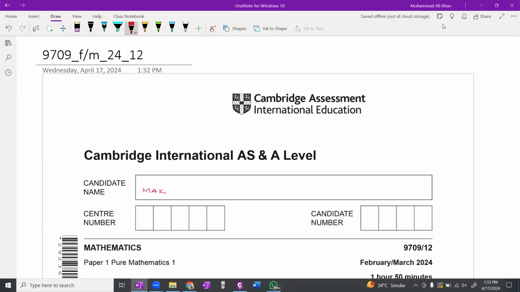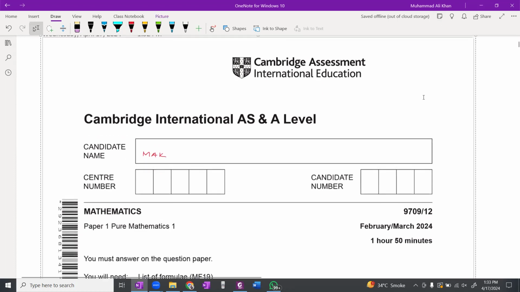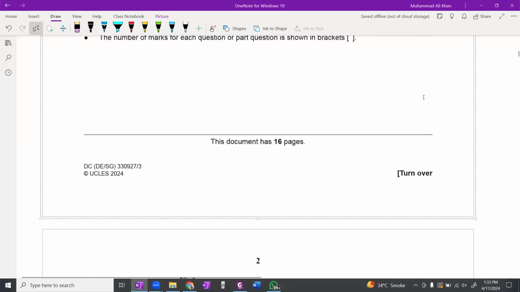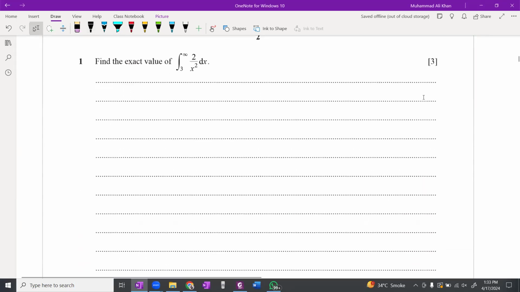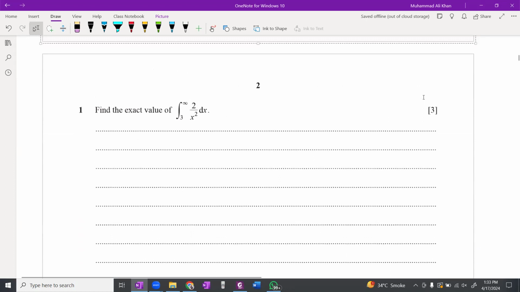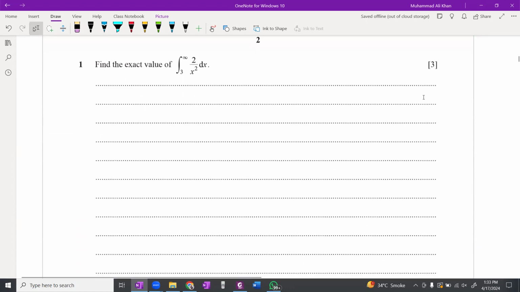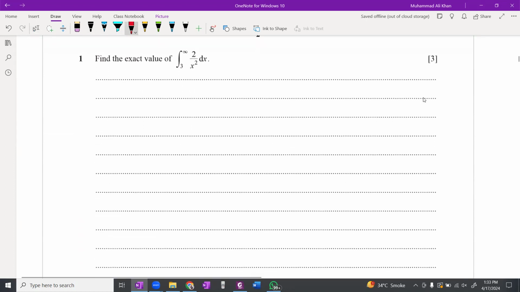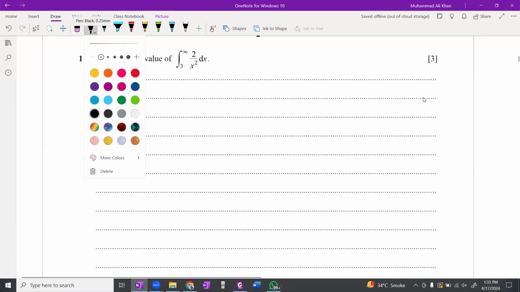Now, question number 1 of the paper is about integration. And we have to calculate the exact value of the integration.